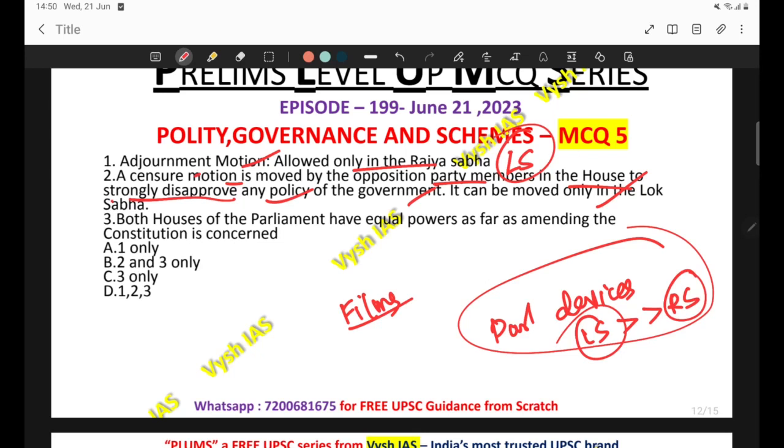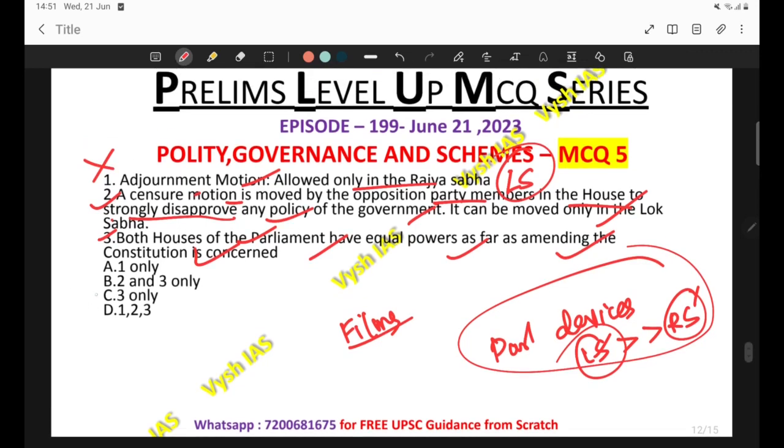Then next: both houses of the parliament have equal powers as far as amending the constitution is concerned. Yes, this is a correct statement. In the matter of amending the constitution, both Lok Sabha and Rajya Sabha have equal powers. So 2 and 3 are the correct statements, 1 is wrong. The correct answer comes out to be 2 and 3, option B.